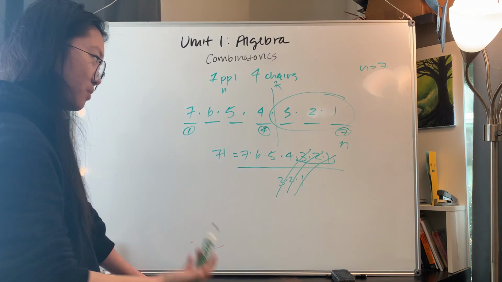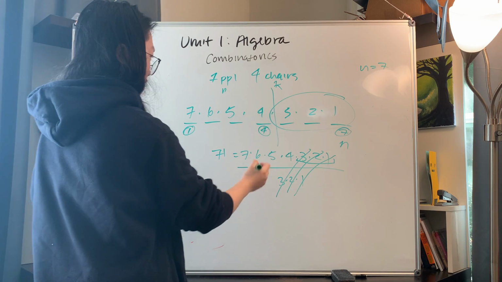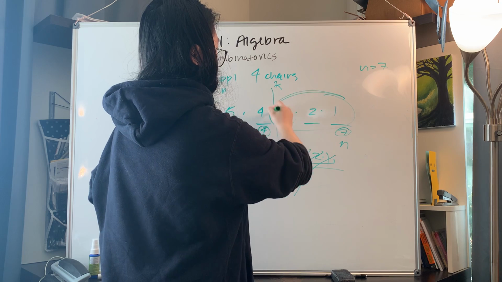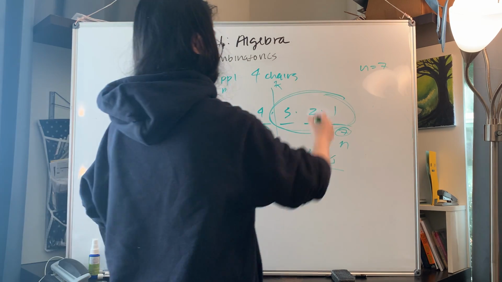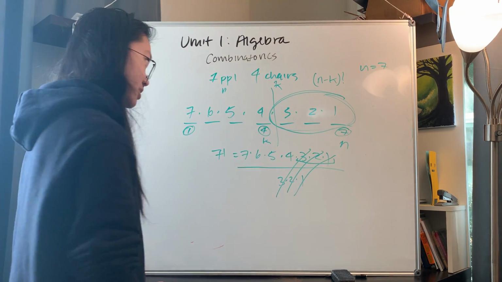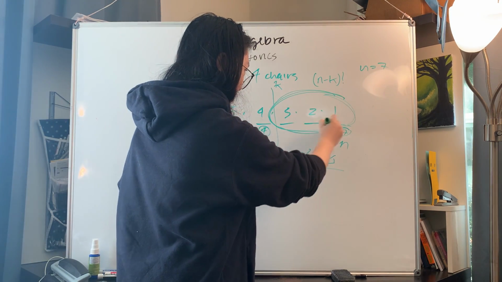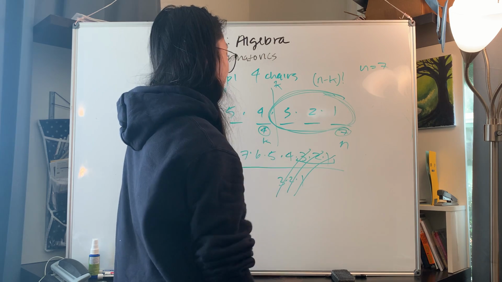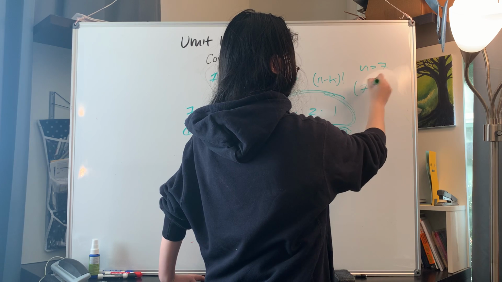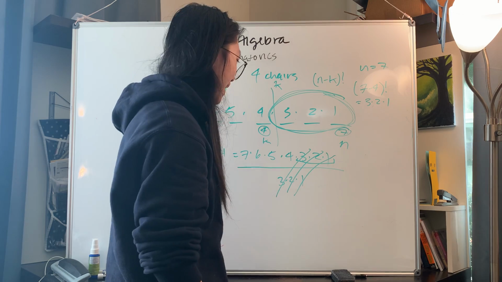So how would you put this in a formula? Well, you know that this is where we're starting off. This is k, 4 is k, and 7 is n. And we want to delete this part. So this part is equal to n minus k factorial. And so just take a moment to verify that this is true. This section that we want to divide by is equal to n minus k factorial. So in our scenario, it's equal to 7 minus 4 factorial, which is equal to 3 times 2 times 1, which is exactly what we want to divide by.